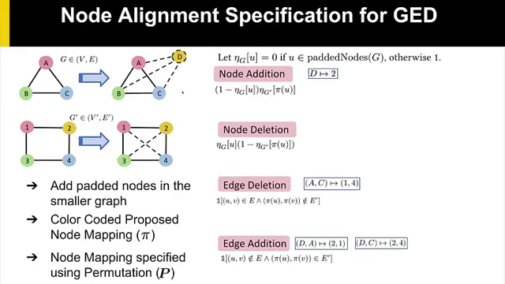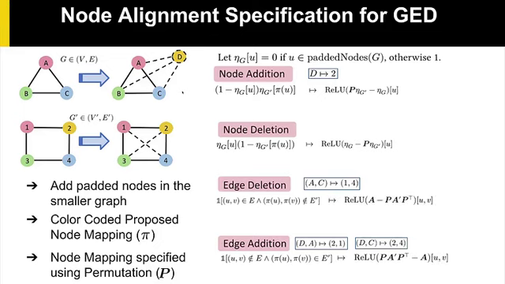All such operations are fully described by the node mapping pi, which can also be represented using a permutation P, which in turn gives us a matricized view of the edit operations involving the node indicators of the two graphs and the corresponding adjacency matrices A and A prime. And here the ReLU is used to model asymmetric coverage cost.